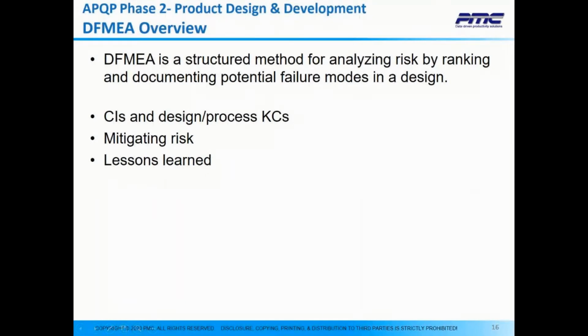DFMEA is a structured method for analyzing risk by ranking and documenting the potential failure modes in a design. The analysis includes identification of potential failures and their effects, ranking of factors, severity, occurrence, detectability, and identification and the results of actions to reduce or eliminate risk. The purpose of this tool is to assist in the identification of critical items, as well as design and process key characteristics, prioritize actions, action plans for mitigating risks, and finally, serve as a repository for lessons learned.